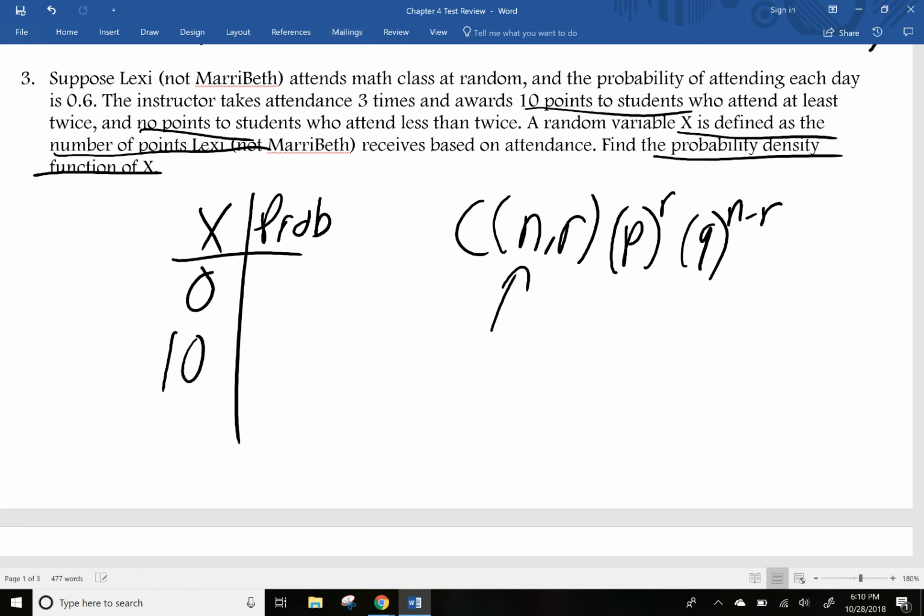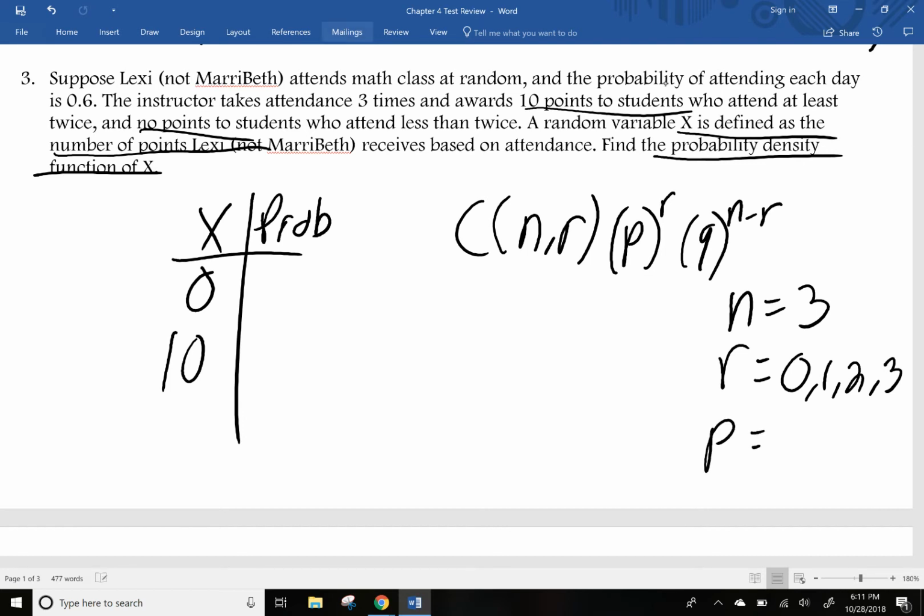So remember, n is your total number of trials, in which case n is always going to be 3, because we're talking about the instructor taking attendance 3 times. So Lexi has 3 opportunities to go to class. R is just going to depend. R varies because R is basically the number of successes, or the number of times tried. So Lexi could go to class 0 times, 1 time, 2 times, or all 3 times. So R is going to be different in all these different problems. We'll plug in the different R's and find the probabilities for those different occurrences.